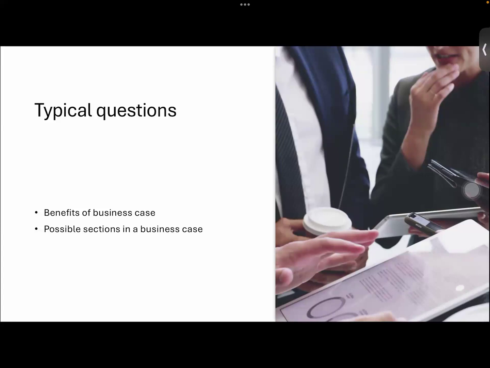Another question would be about potential sections within a business case. So typically within a business case, we need to summarize the objectives and the alignment between the business case and the company directions or objectives. And then we may consider different options, their costs and benefits, and also the implementation plan as well.